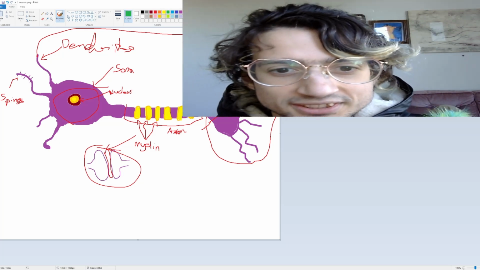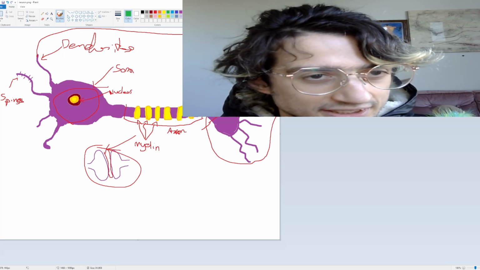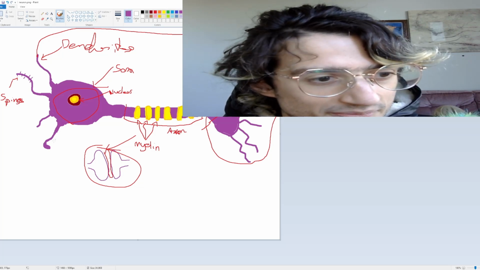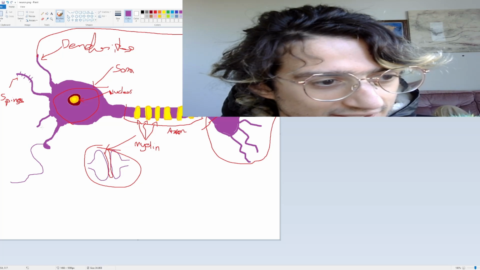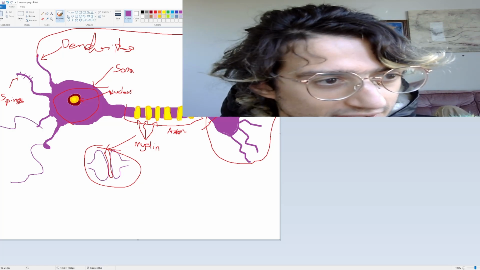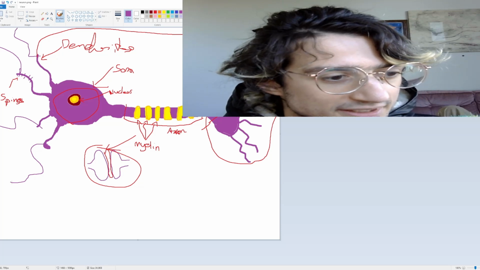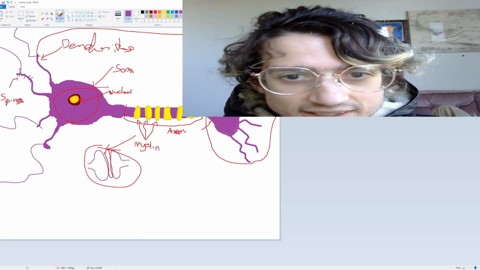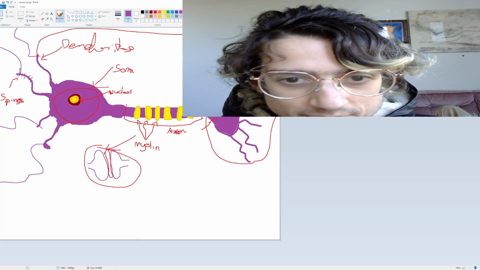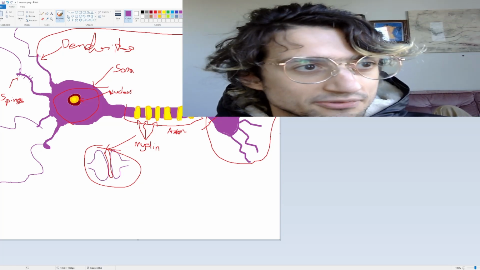And supposing this neuron's getting a signal from many other neurons. Say these are the axon terminals. This part, we talked about that just a moment before.